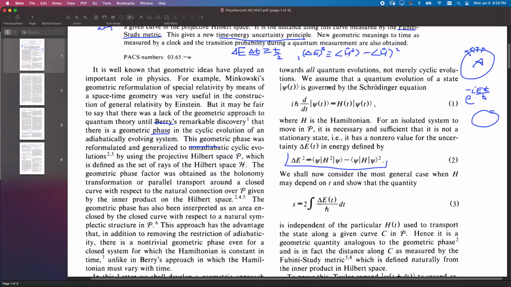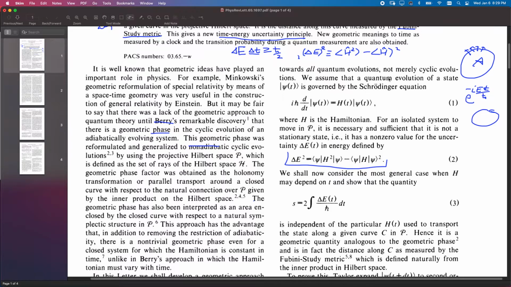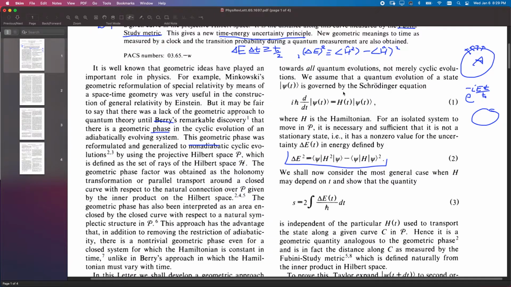All right, so moving on. We assume that a quantum evolution of a state, ket psi of t, is governed by the Schrodinger equation. Okay, standard stuff, where H is the Hamiltonian. Fine. Yeah, this is standard.